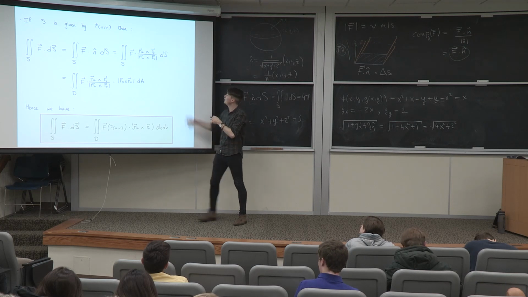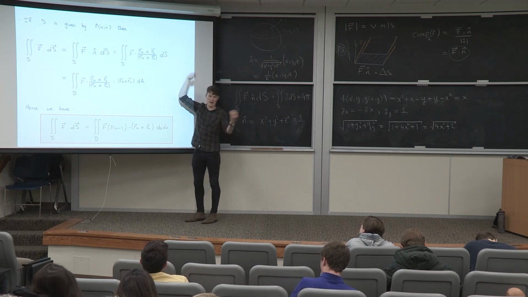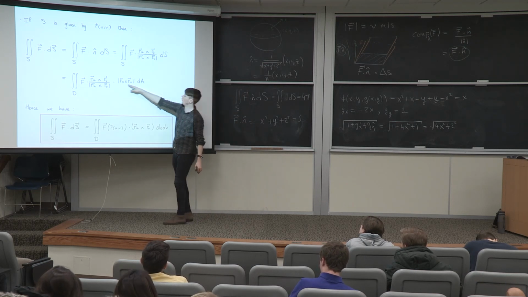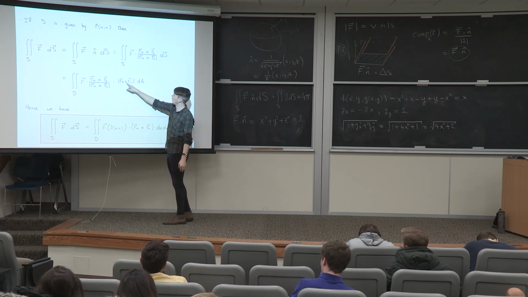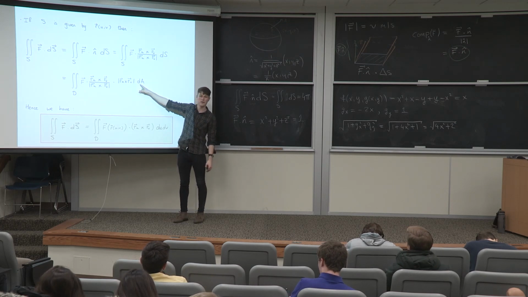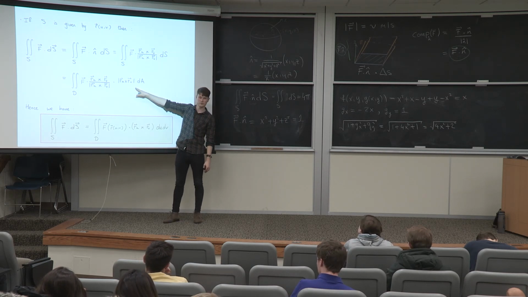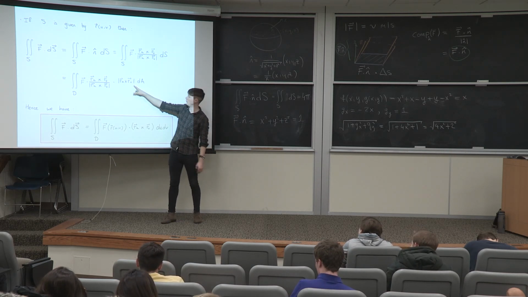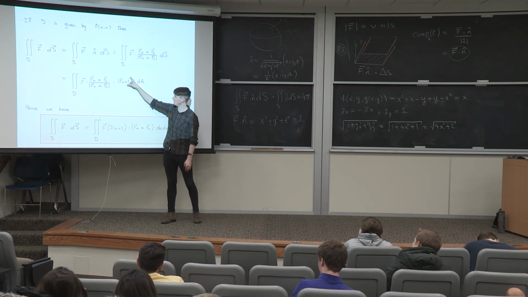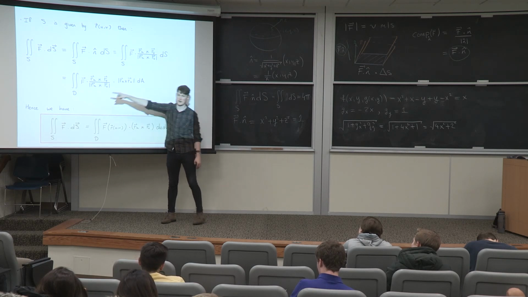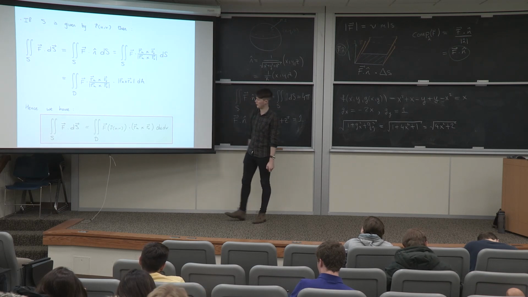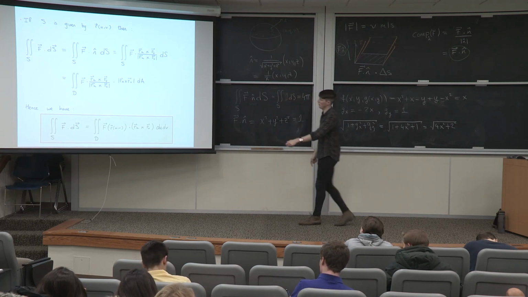Okay. Now, dS from the last lecture was roughly r_u cross r_v dA, the magnitude of this. Okay? So, what do you get? You get this nice cancellation. Okay? And we arrive at this form.